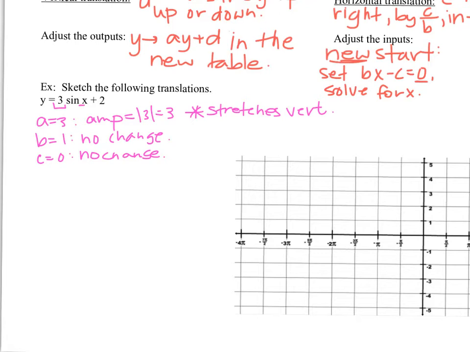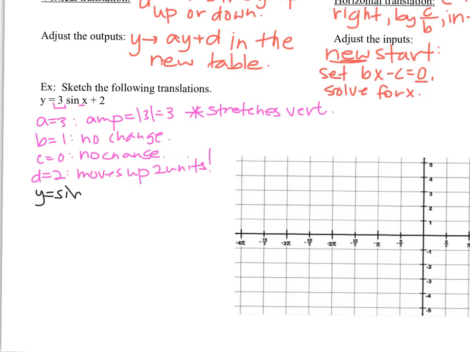Okay, now that plus 2 is the d value. D equals 2. That's an equal sign right there. If d equals 2, that means the entire graph is going to move up 2 units. So it'll be up just a little bit higher than the parent function. Those are all the descriptors that we need. Let's go ahead and start by finding the parent function for sine x and sketching that graph.